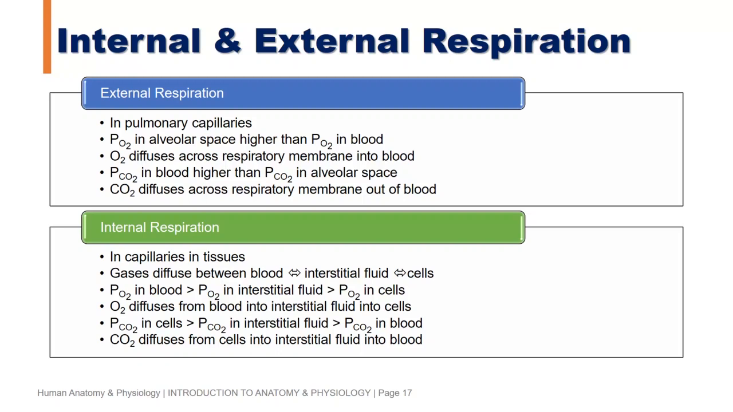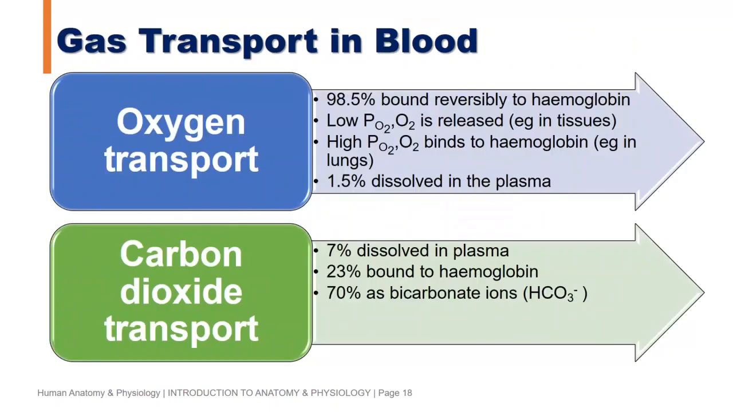Partial carbon dioxide in the cell is higher than the partial carbon dioxide in the interstitial fluid, and that is also higher than the partial carbon dioxide in the blood. Carbon dioxide diffuses from the cells into interstitial fluid into your blood. Gas transport in the blood. So you have the oxygen transport and carbon dioxide transport.